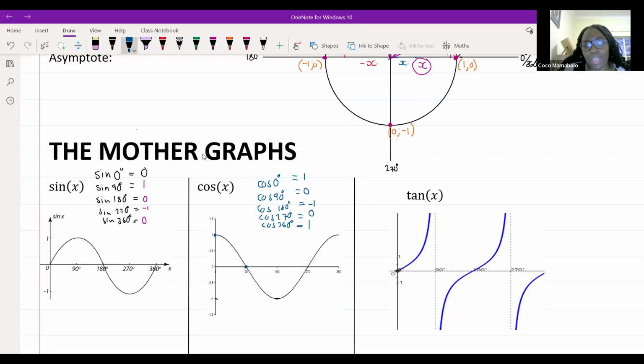Okay, so there we go. If we look at the mother graph for cos, the cos mother graph should look like this. It should start at 1. All the values should get smaller and smaller until they get to 0 down the negative side. And then at -1, it starts coming back up again, back to 0 and 1.